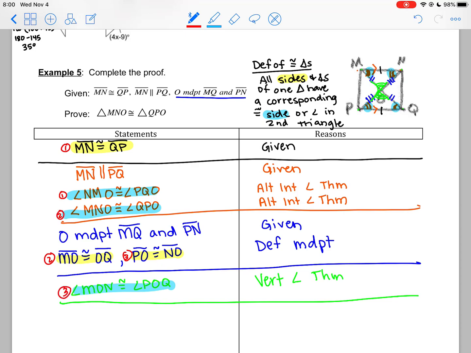So now I have enough to use the definition of congruent triangles. All sides and angles have one corresponding congruent side or angle in the second triangle. So I am ready to use my prove statement: triangle MNO is congruent to triangle QPO. Since that was our prove statement, we're going to write it exactly like they have it labeled. And our reason there is the definition of congruent triangles.